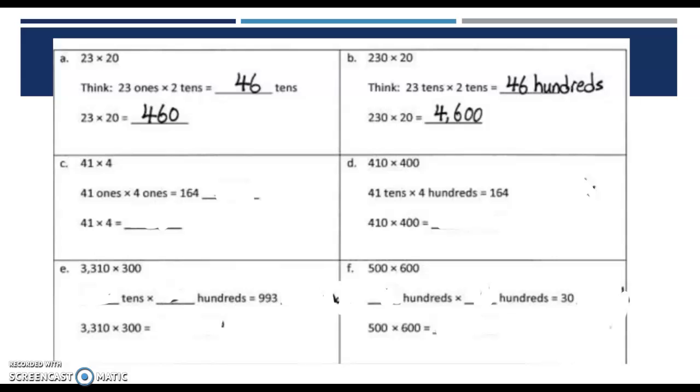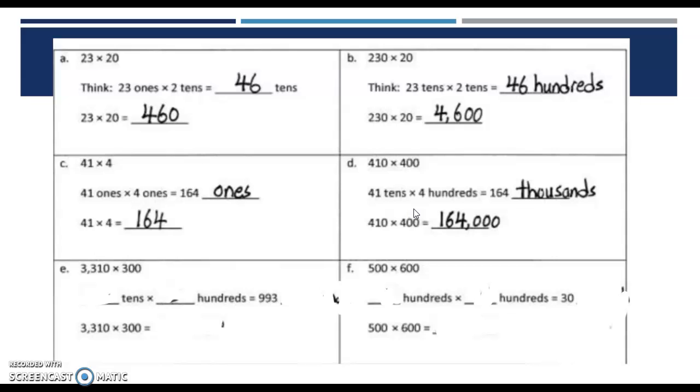So let's try this one. 41 times 4. So 41 ones and 4 ones would equal 164 ones. 41 times 4 would equal 164. 410 times 400 is 41 tens and 4 hundreds, which equals 164 thousands. So 410 times 400 is 164,000.